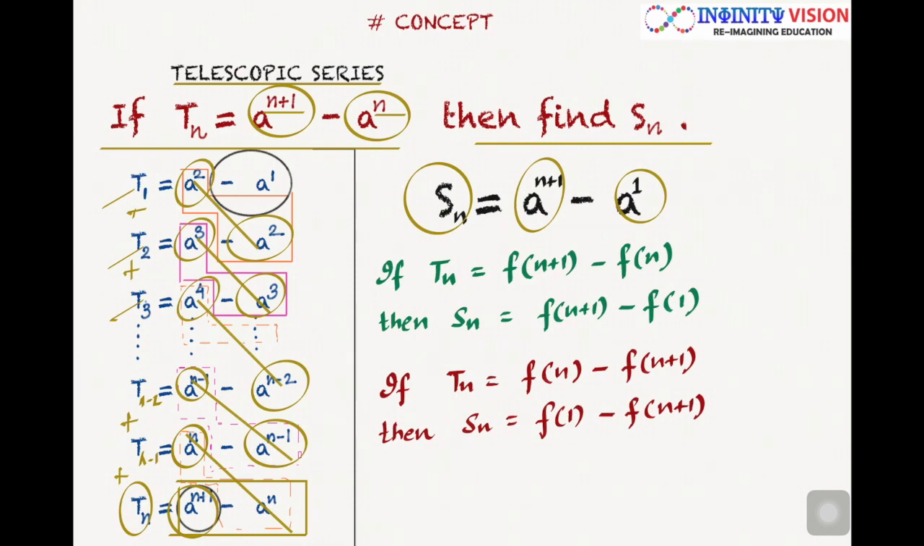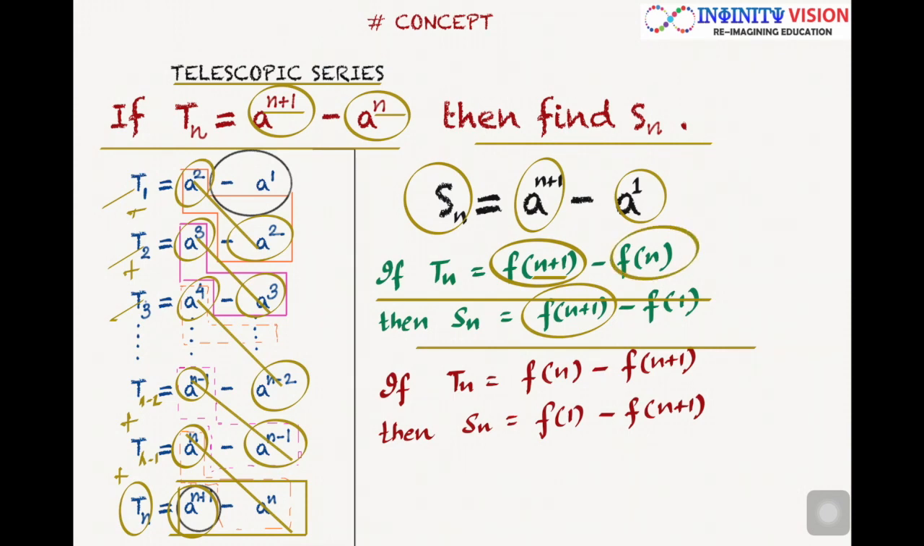So concluding, I can say if Tn is f of n plus 1 minus f of n, then Sn is f of n plus 1 minus f of 1, which means n plus 1, the bigger guy, will remain unchanged, and the smaller guy, that is ranked with n, n would be replaced by 1. In the same way, if the difference is otherwise, that Tn is fn minus f of n plus 1, here the smaller guy is at positive sign and the bigger guy is at negative sign, but still it doesn't matter. The bigger guy will remain as it is, unchanged with the same sign, and the smaller guy would be replaced, n with 1, f1. So make it a rule.